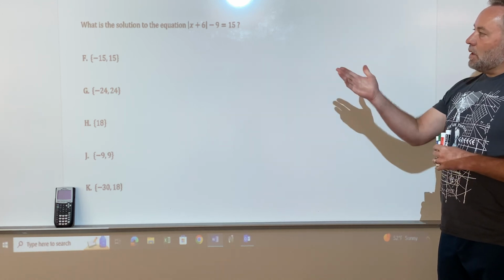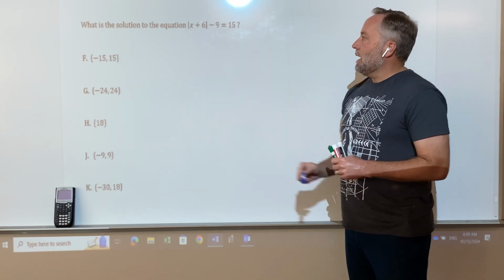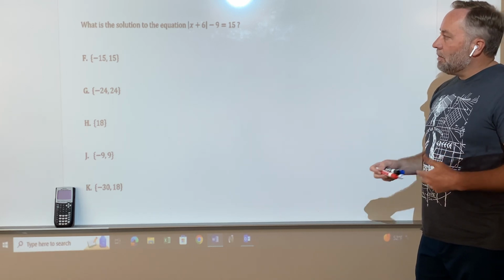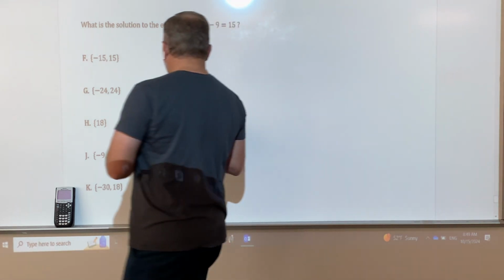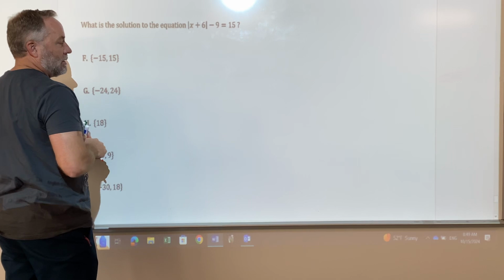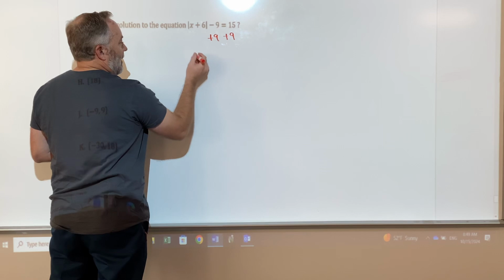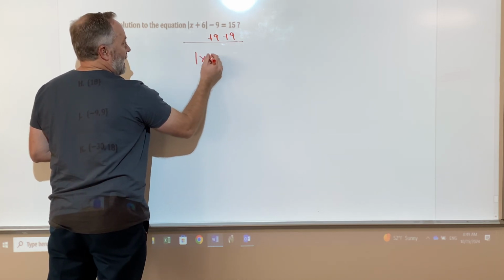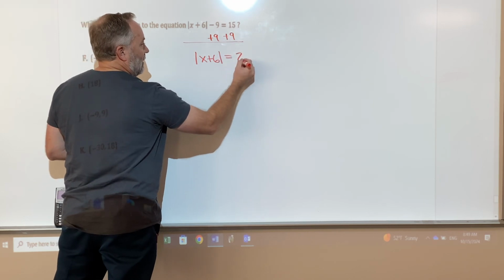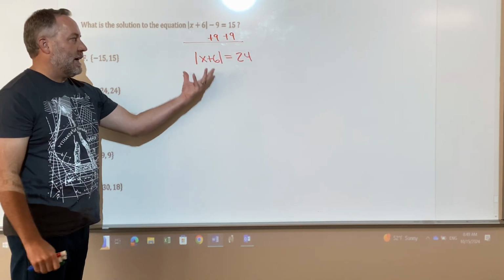So the question says, what is the solution to the equation the absolute value of x plus 6 minus 9 is equal to 15? So if you were going to solve this out, probably the best way to do so would be to isolate the absolute value piece. Get that on one side of the equation. So let's do that by adding 9 to both sides. And that gives us the absolute value of x plus 6 on the left is equal to 15 plus 9, which is 24. Okay, so then we need to consider what absolute value means.